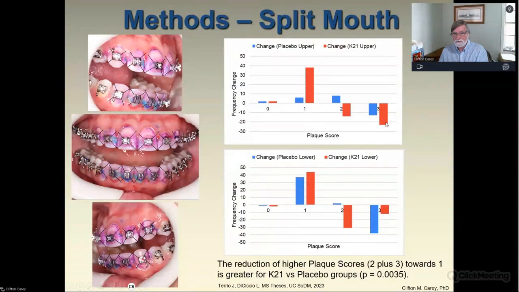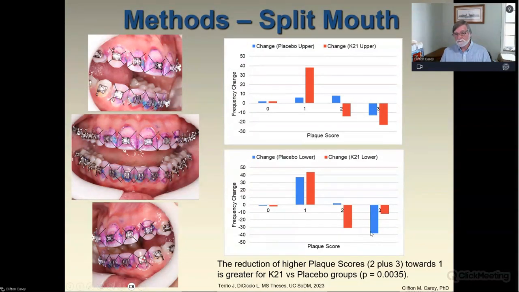later, that in the K21 group, we had a change in frequency of more than 20 lost number threes, 15 lost number twos, an increase of ones, and the zeros stayed about the same. So we didn't eliminate the biofilm, but we changed its characteristic from cariogenic to non-cariogenic. Same for the lower jaw.